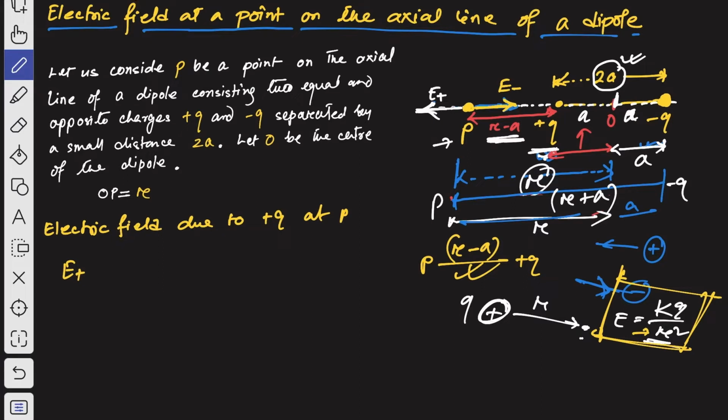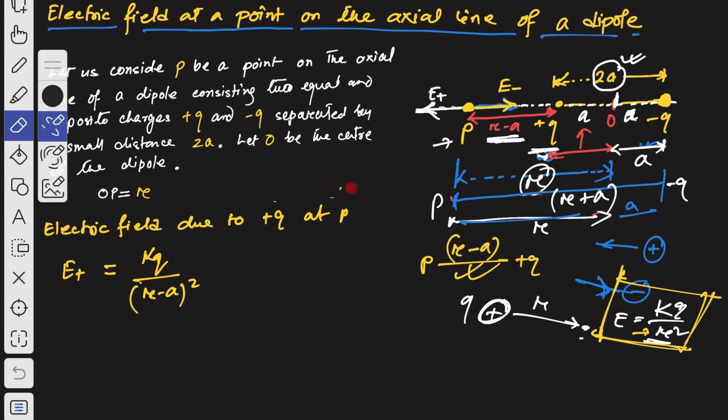Then let me represent the electric field at P due to positive Q as E plus, and that is equal to KQ by R minus A whole square. Here, instead of R square, we have to take R minus A whole square, because the distance between the point P and the positive charge Q is R minus A.